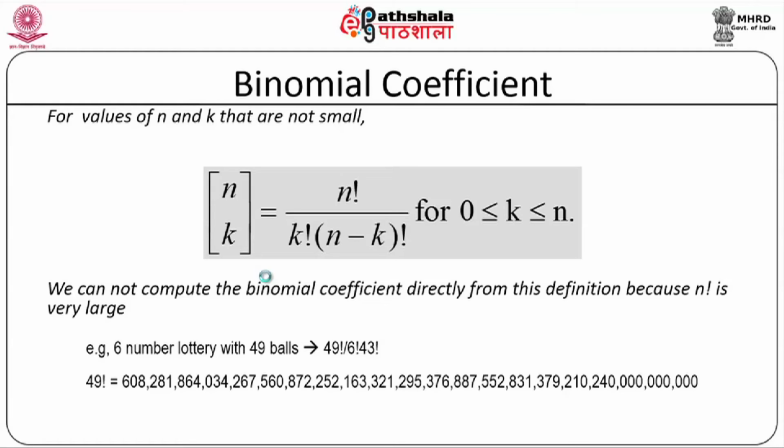But the problem is similar to the Fibonacci problem. Direct implementation of this formula will not work, because even for small numbers like 49, 6 and 3, the factorial of 49 needs to be computed, which is going to be a very large number. In other words, if n and k become larger, suddenly the problem becomes very difficult, and it is very difficult to design a polynomial algorithm using the divide and conquer approach.